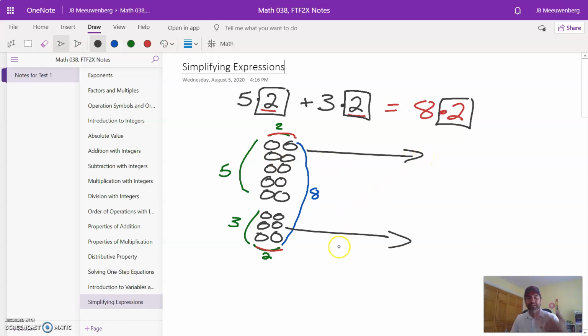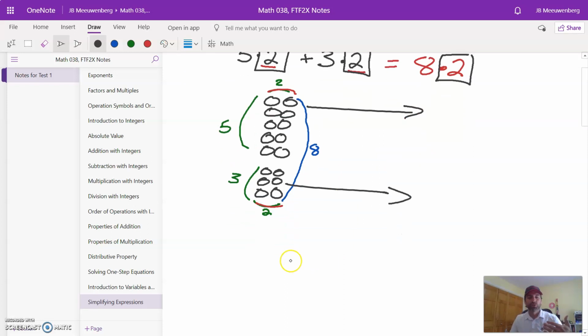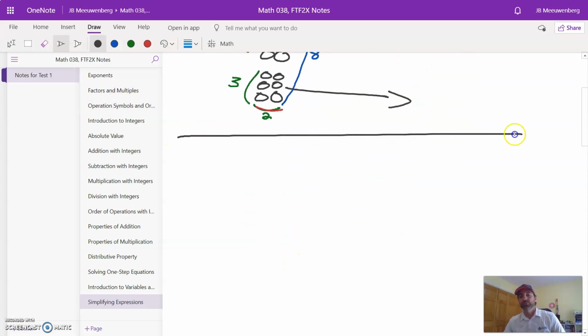So now we're going to relate that to some algebra. We're going to use that idea, but add some variables in there. So simplifying expressions is basically what we just did. It's taking an algebraic expression, like this thing that you see in front of you, and writing it in a simpler way. Well, we learned recently that these things are called coefficients. The coefficients of x are 5 and 3.